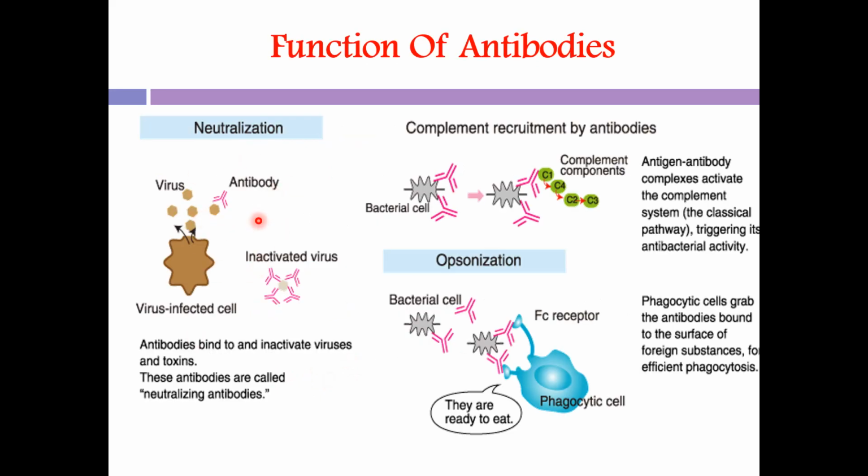So this is the neutralization of pathogens. This is the complement activation system. The antigen-antibody complex activates the complement system and triggers its antibacterial activity. And opsonization is a process of phagocytosis, where cells grab the antibody bound to the surface of a foreign substance for efficient phagocytosis, so they engulf it. This is opsonization. So these are the three major functions, and the other is the prevention of attachment through the mucosal surface by the IgA antibodies.